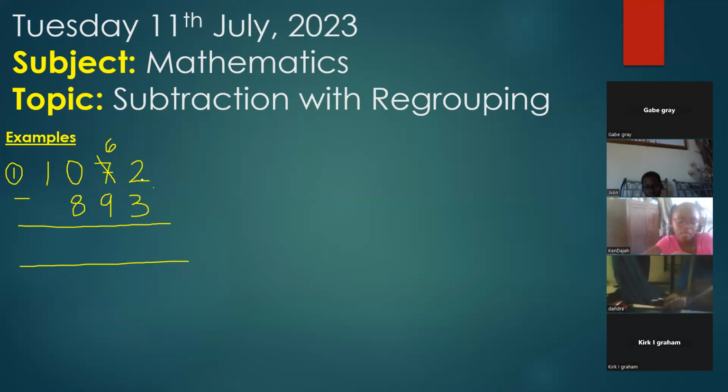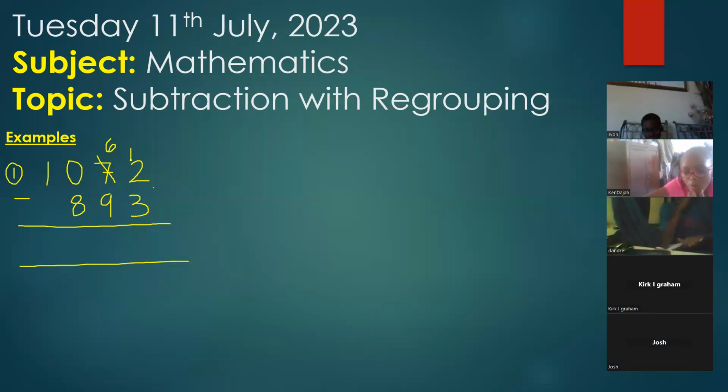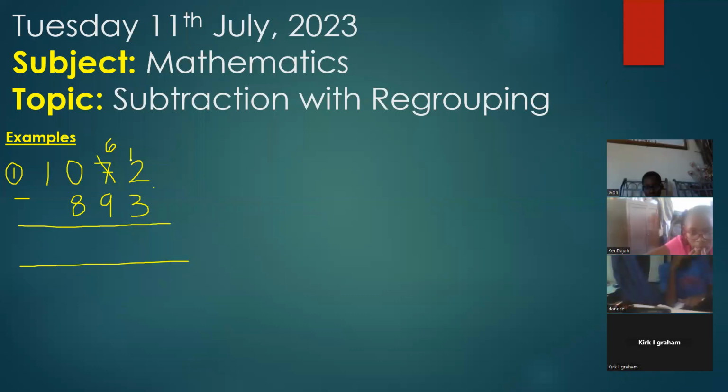So we have subtraction with regrouping. We're trying to do 2 minus 3, but we cannot, because the 3 is bigger than the 2. So we must borrow, right? We take 1 from the 7, and 7 minus 1 is 6. And so this becomes 12. Now we have 12 minus 3. What is 12 minus 3? 9. 12 minus 3 is 9. Very good.